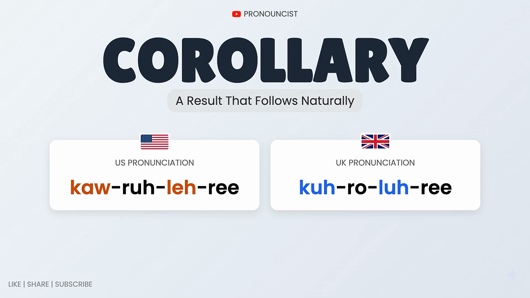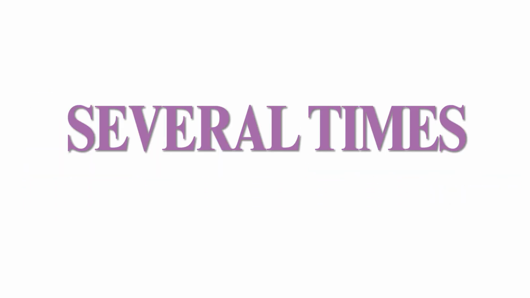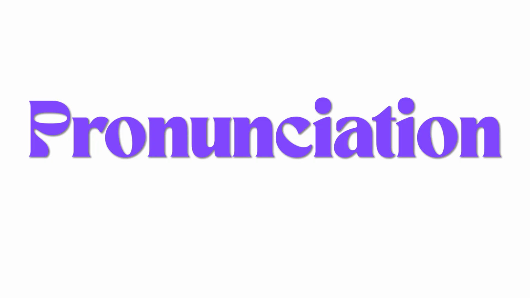Don't flatten lurry. Practice repeatedly and you'll soon be able to say this word perfectly. The best way to practice is to repeat the syllable multiple times. The meaning of the word is a result that follows naturally. Try repeating this word several times to improve your pronunciation.